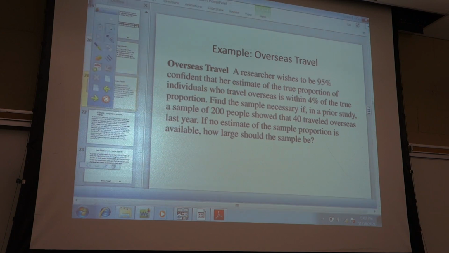Drew, that's voluntary. Go ahead and read. Example, overseas travel. A researcher wishes to be 95% confident that her estimate of the true proportion of individuals who travel overseas is within 4% of the true proportion. Find the sample necessary if in a prior study, a sample of 200 people showed that 40 traveled overseas last year. If no estimate of the sample proportion is available, how large should the sample be?